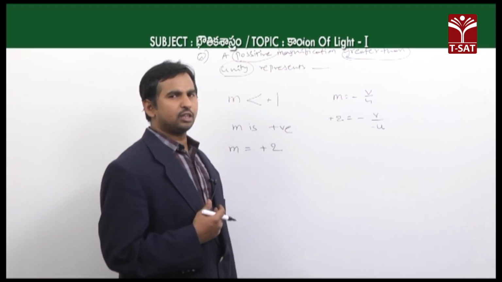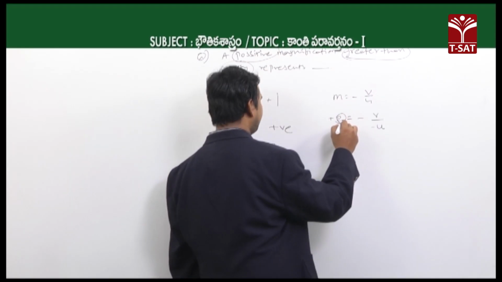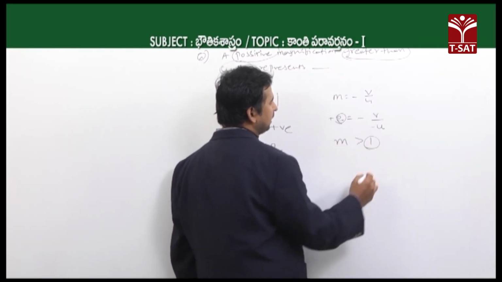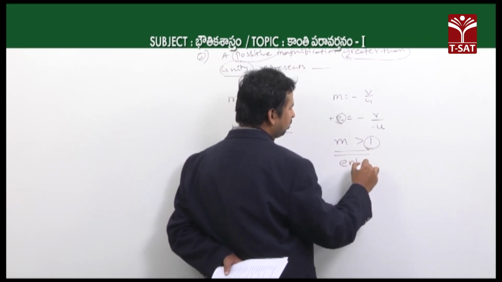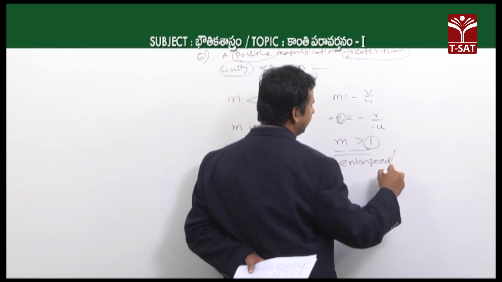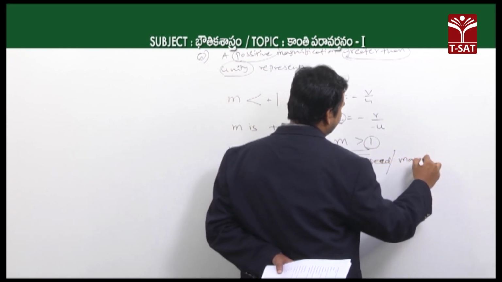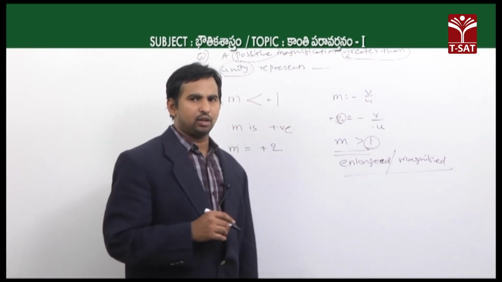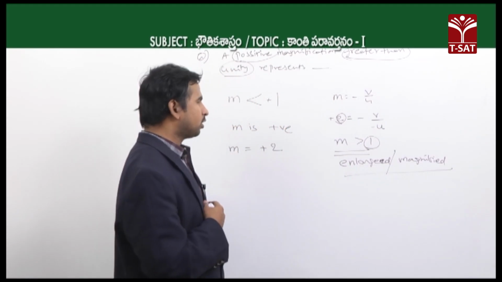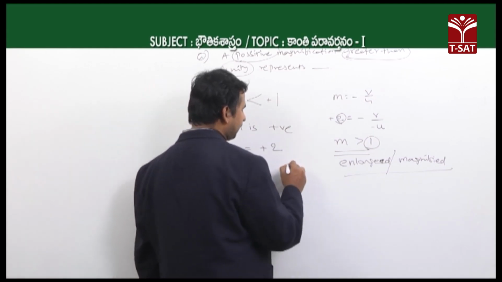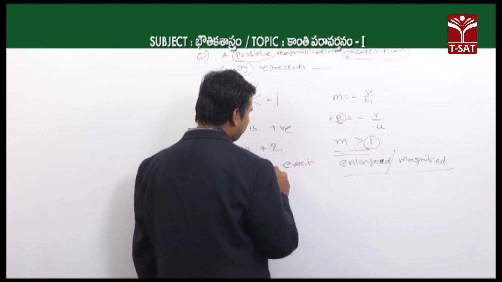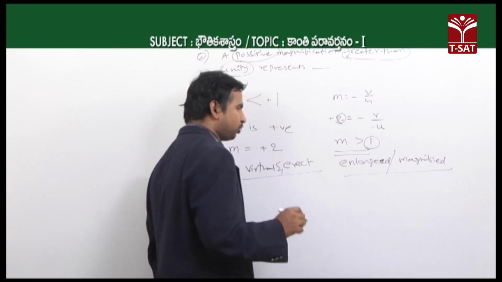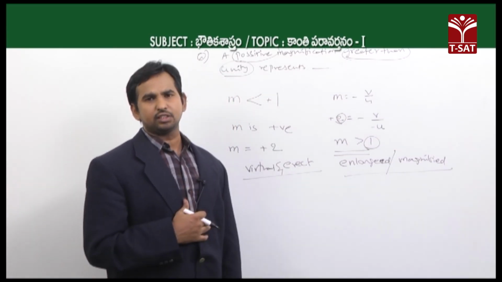And plus 2 represents, whenever the m value is greater than 1, it always represents an enlarged or magnified image. Now, m greater than 1 means enlarged or magnified, and m being positive means the image is erect or virtual. So a virtual, erect and enlarged image is formed. That is its meaning here.